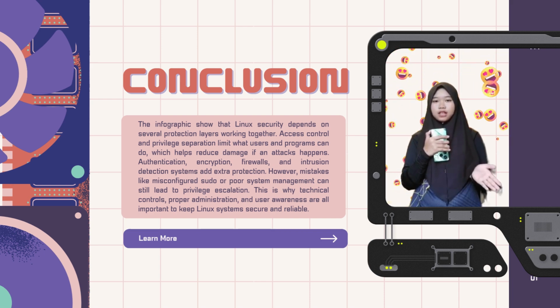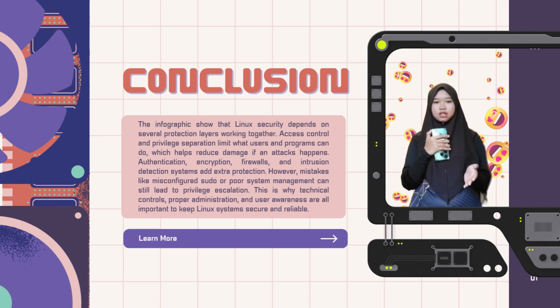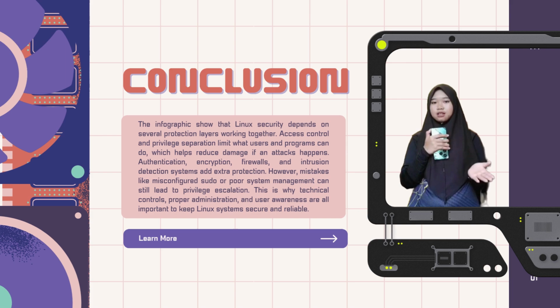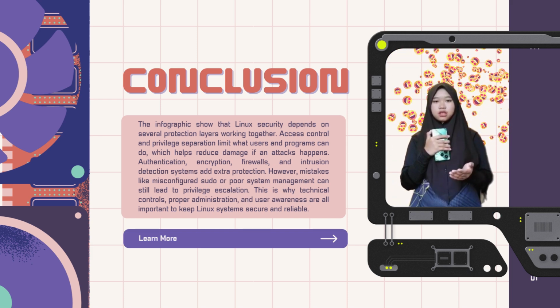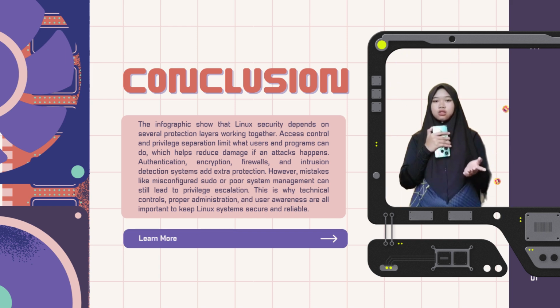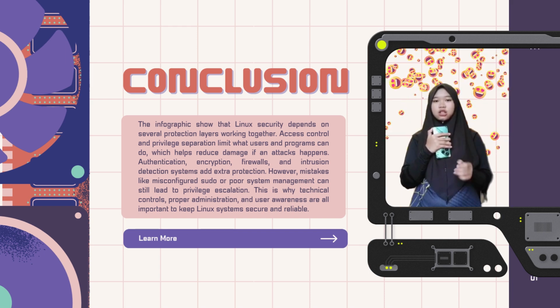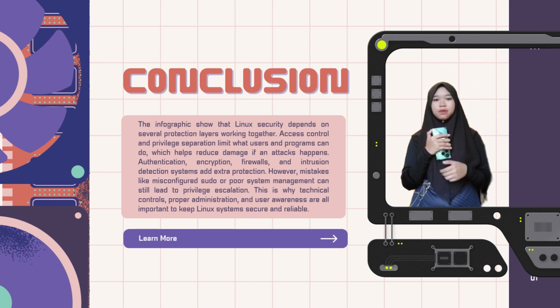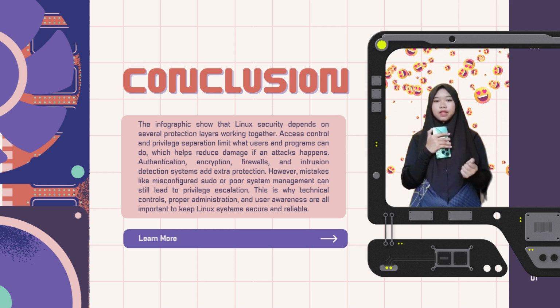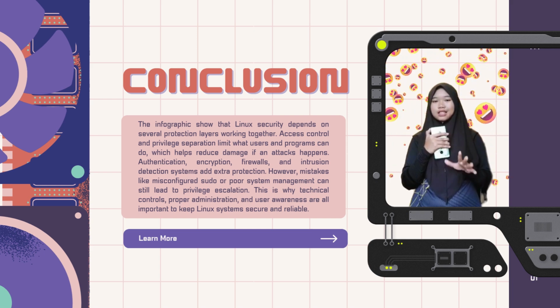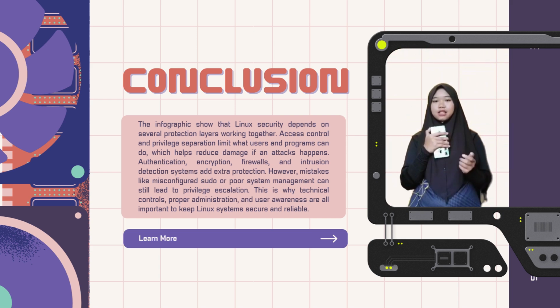activities. However, Linux systems can still become vulnerable due to misconfigurations, outdated software, or human error, as shown in the sudo misconfiguration case study. Therefore, combining technical controls, administrative policy, physical security, and user awareness is essential. Together, these measures help prevent privilege escalation, maintain system integrity, and ensure a secure and reliable Linux environment.